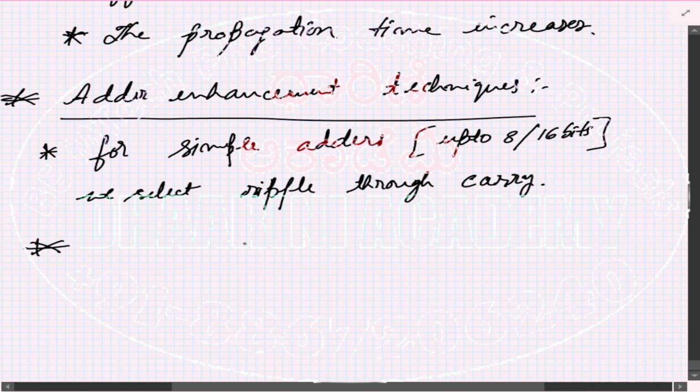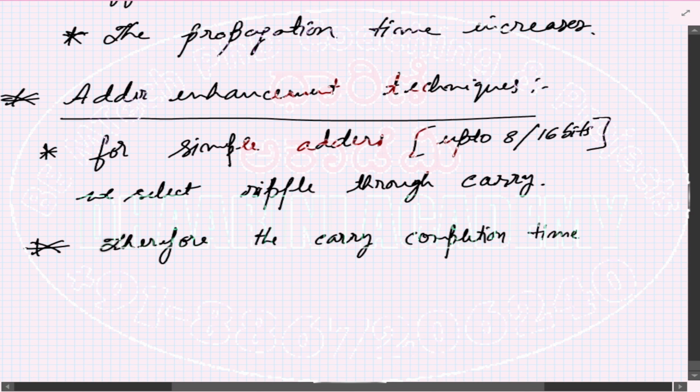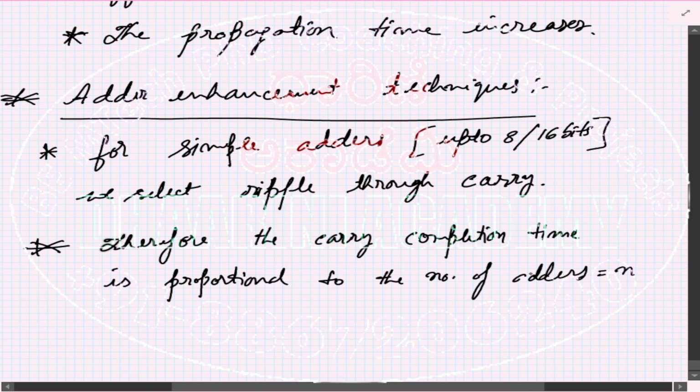Okay, now, so let us say, what is the carry completion time? So therefore, the carry completion time, in a sense to calculate the final carry, the carry out. Okay, so the carry completion time is now proportional to the number of adders, that is equal to n. If you have n adders, you have to wait for a time equal to n.